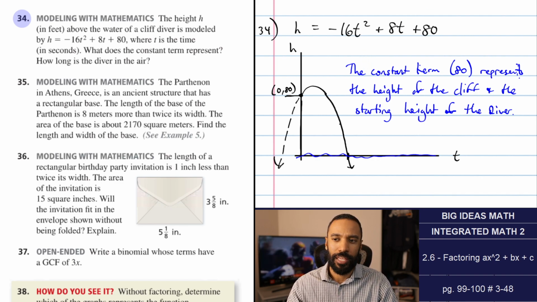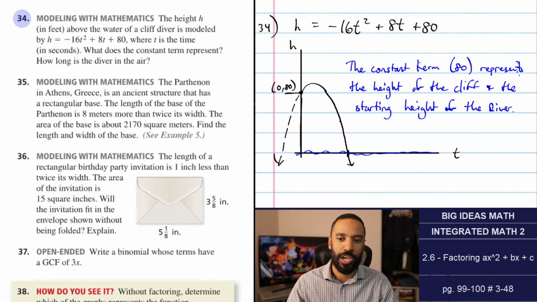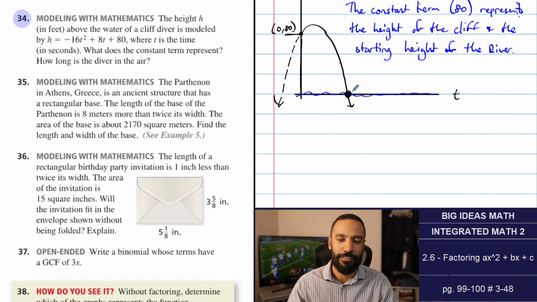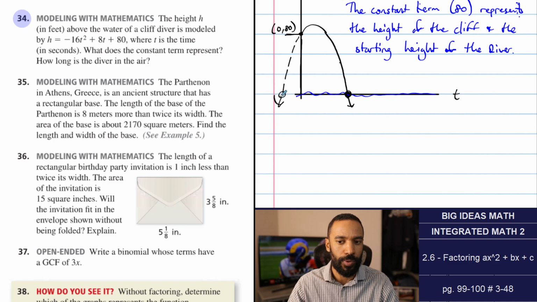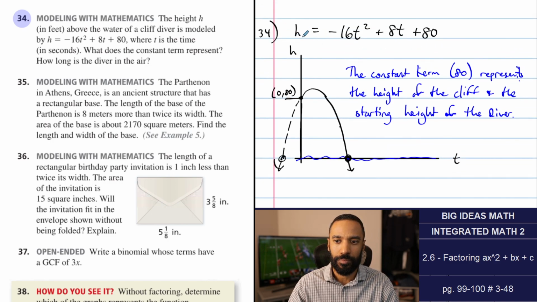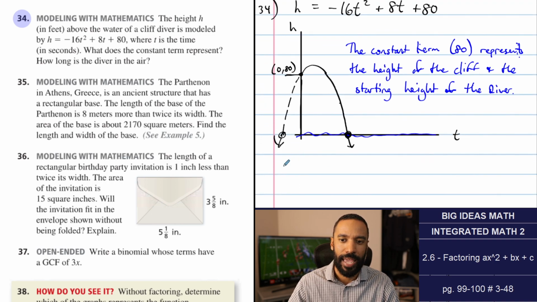How long is the diver in the air? We still have to solve that part. So we have to find out kind of this t value right here. Now, there's a second t value that will exist that's negative. We're going to ignore that one. That's not the one that we're going to end up using. But we've got to set the height to 0. Negative 16t squared plus 8t plus 80 equals 0.